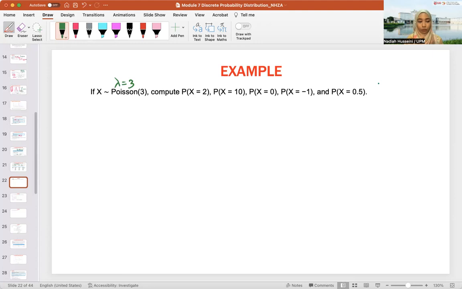What is the condition to use the Poisson distribution? X must be a non-negative integer, not a negative integer. So that would mean -1 will give me an error and 0.5 would give me an error. Let's see what happens in our Excel. So X equals -1, X equals 0.5.